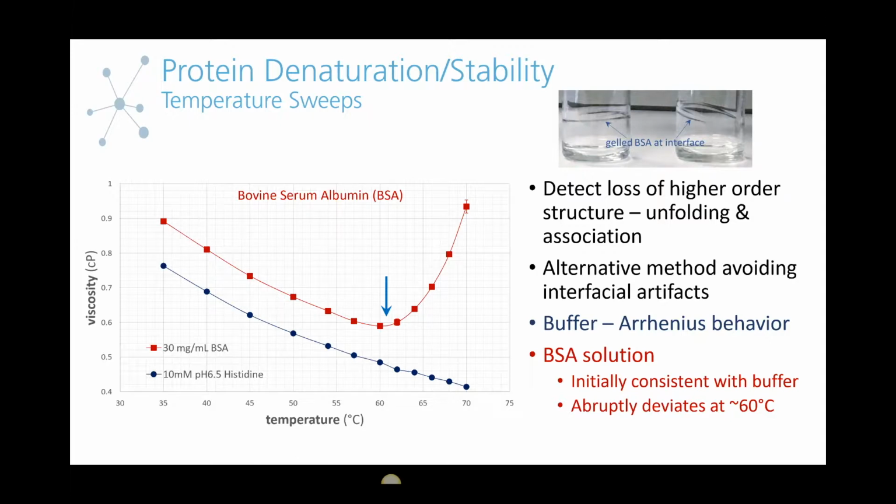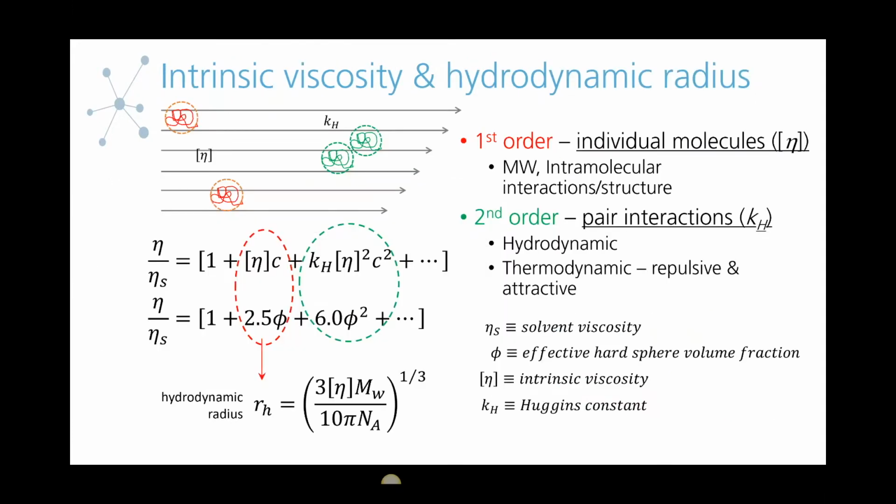So this alone could be enough for you to believe that you're monitoring the process as the protein denatures. But viscosity is convenient in the sense that we can do some more analysis and extract some properties related to the microscopic scale. So by that, I'm referring to the intrinsic viscosity, and from that, getting the hydrodynamic radius.